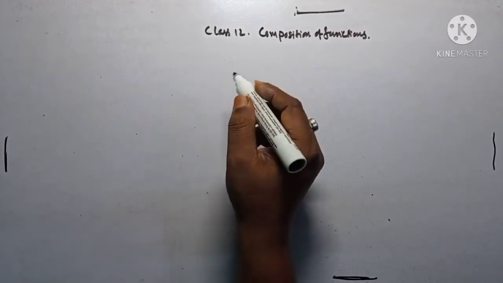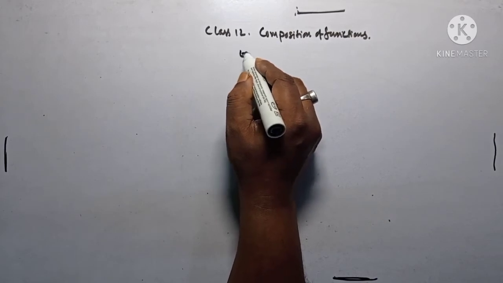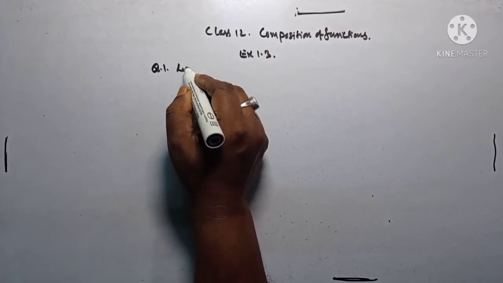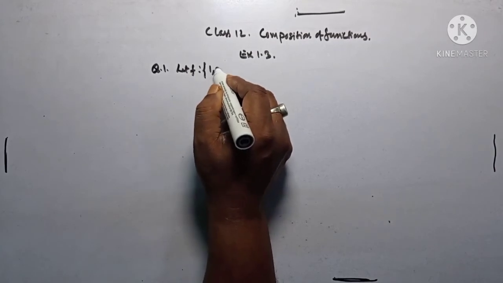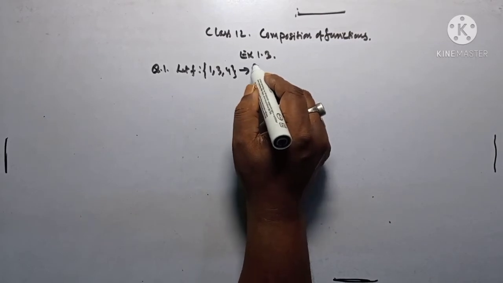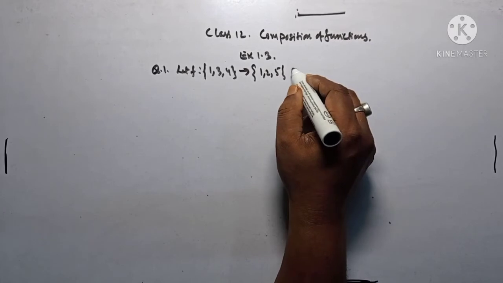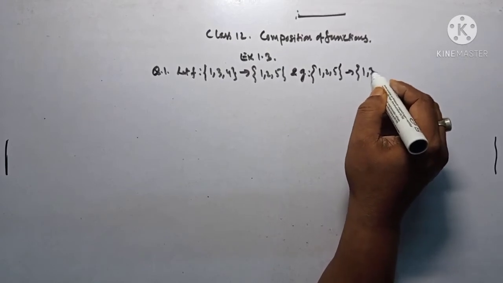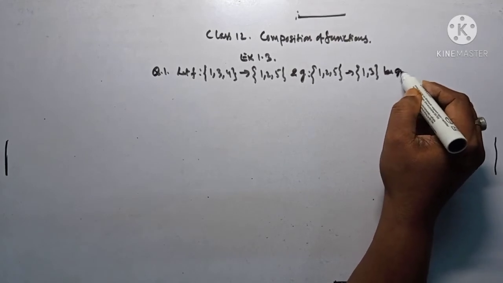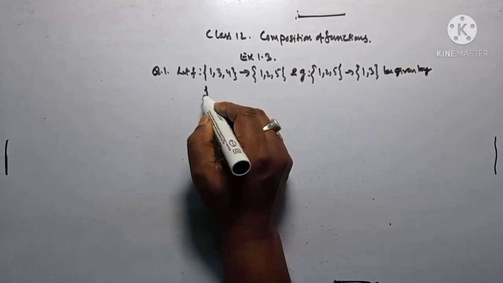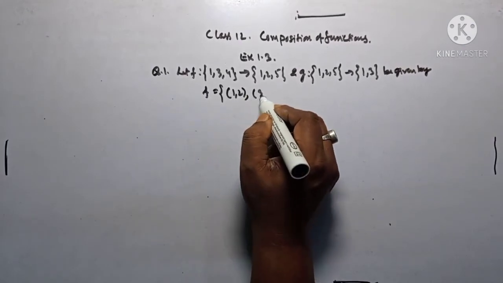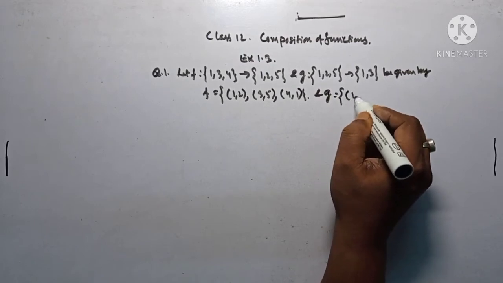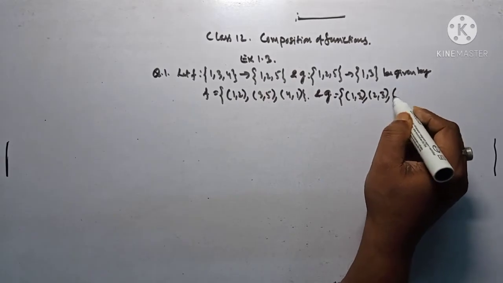So here your exercise 1.3. Your question number 1 is, let f and g be given by f = {(1,2), (3,5), (4,1)} and g = {(1,3), (2,3), (5,1)}.